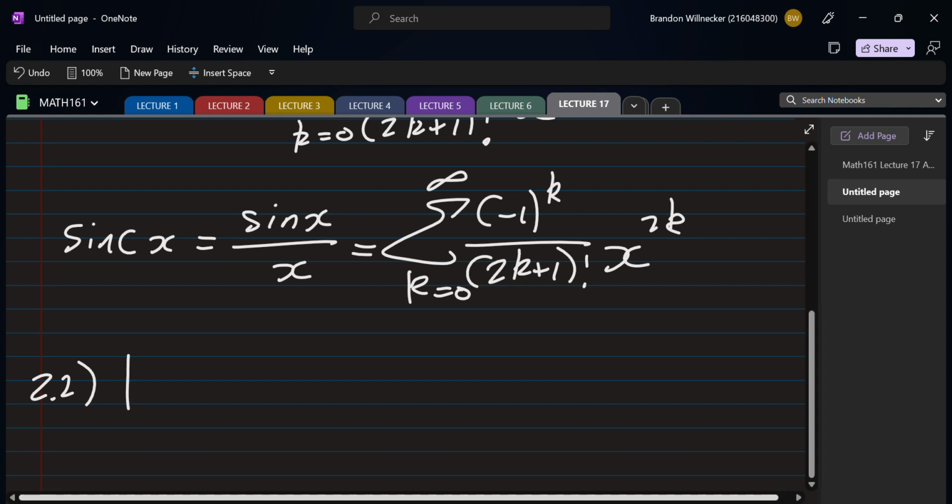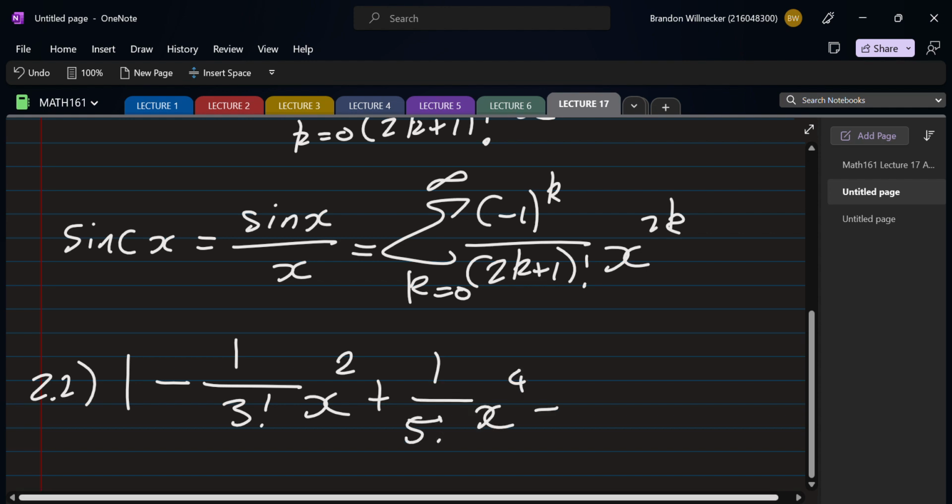Everything's 1. Next, when k equals 1, the minus 1 to the 1 will now be a minus. So it will be 1 over, and if k is 1, we get 3 factorial, x to the 2. Plus, and then that just continues with those odd numbers. We have 1, then 3, then the next one will be 5. So 1 over 5 factorial x to the 4 minus 1 over 7 factorial x to the 6. So you just had to write that out like that.